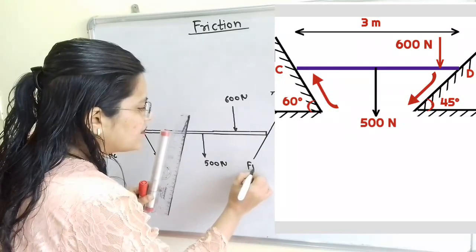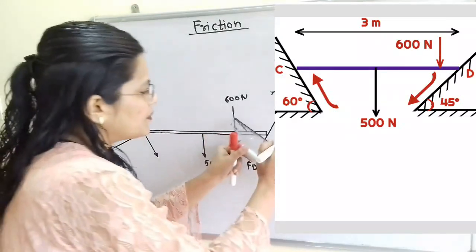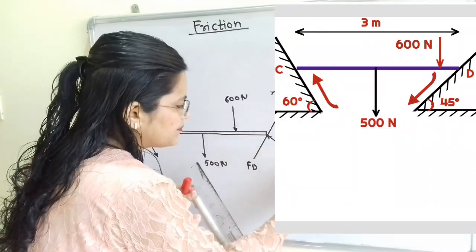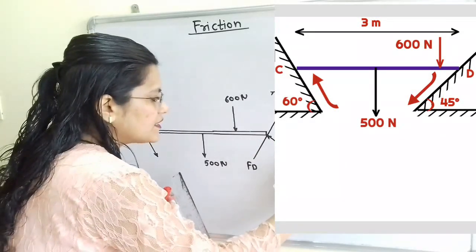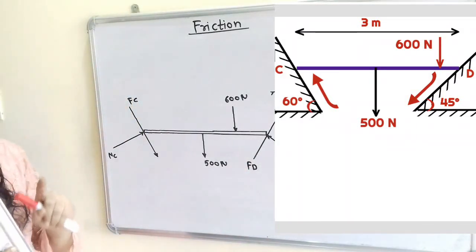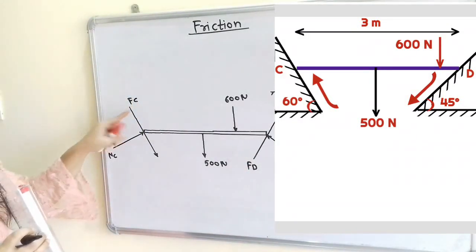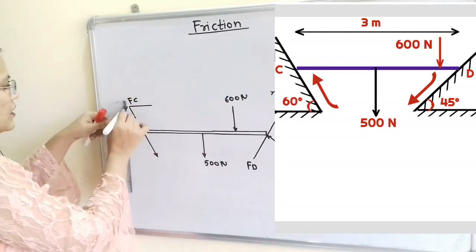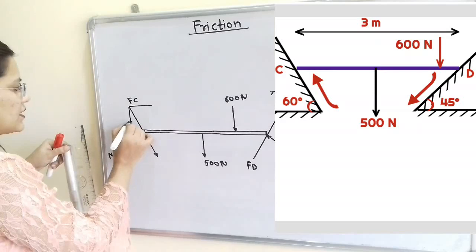So it is Fd, and the normal reaction should be perpendicular to the inclined surface, and it is Nd. Now we will resolve these inclined forces into two components, horizontal and vertical component. So how to resolve this Fc? One component is horizontal and the other component is vertical.